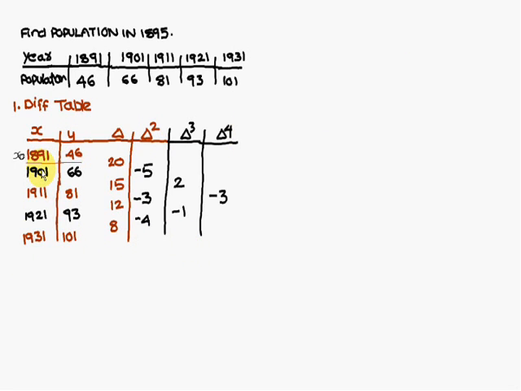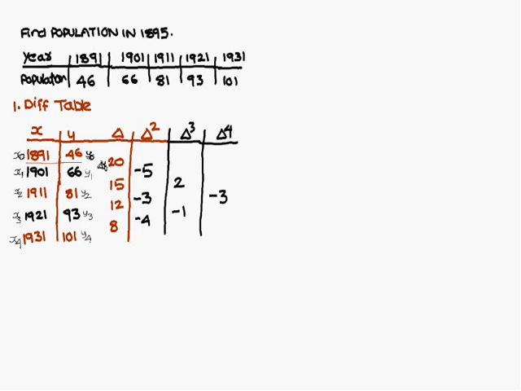Next, what we have to find out is the population in 1895. First we have to name this data x naught, y naught, and so on. The first one, 1891, I have considered as x naught. The next one is x1, next is x2, next is x3, and next is x4. This is the notation you have to remember. Similarly 46 you name as y naught. The x naught corresponding value is y naught. Similarly you get y1, y2, y3, y4.